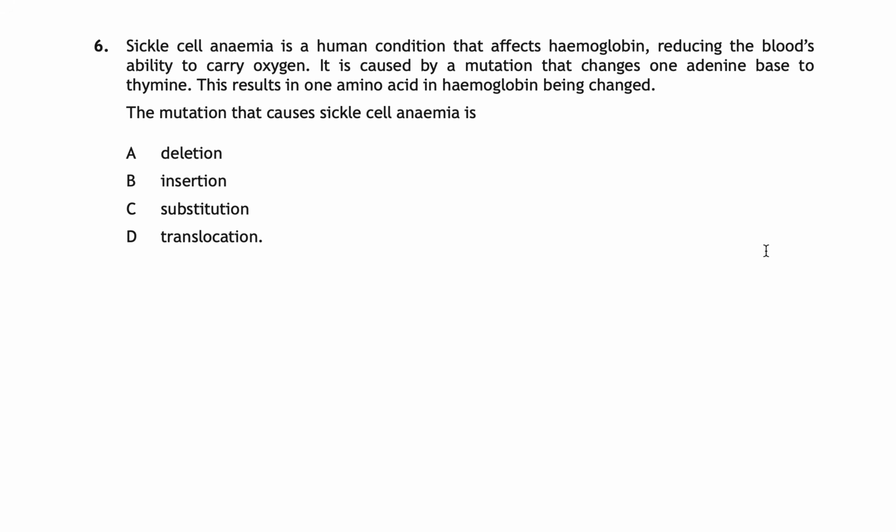Question 6 is about mutations. So it says, sickle cell anemia is a human condition that affects hemoglobin, reducing the blood's ability to carry oxygen. It is caused by a mutation that changes one adenine base to thymine. This results in one amino acid in hemoglobin being changed. So the mutation that causes sickle cell anemia is, and you choose the mutation.